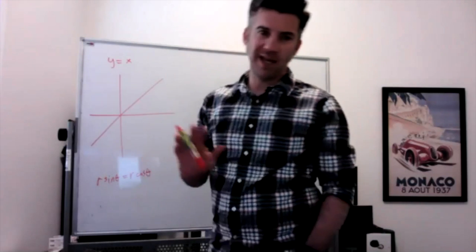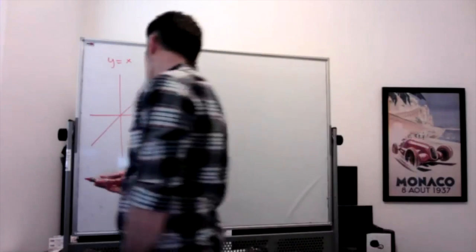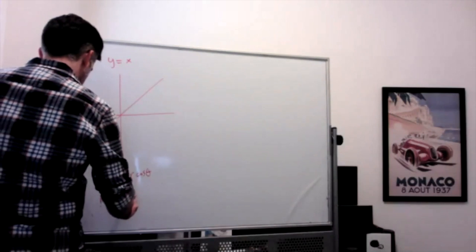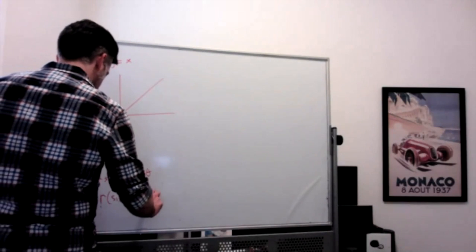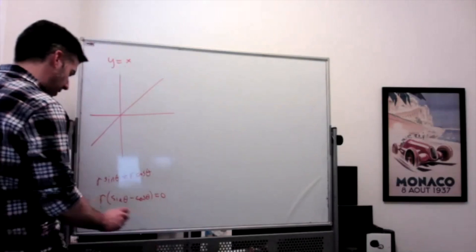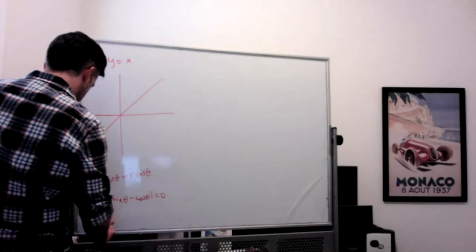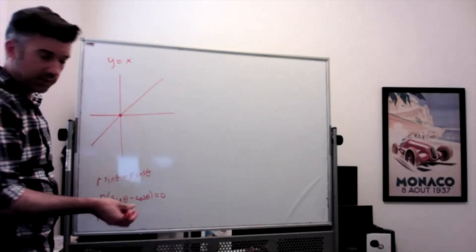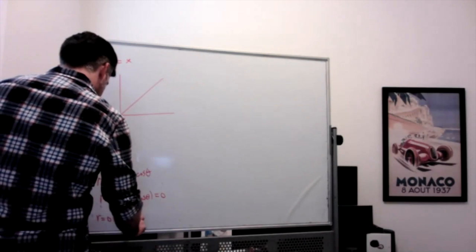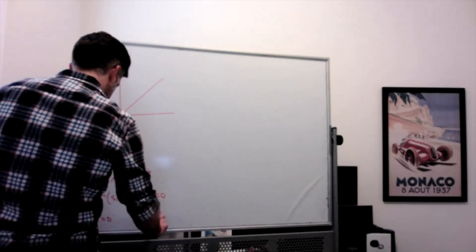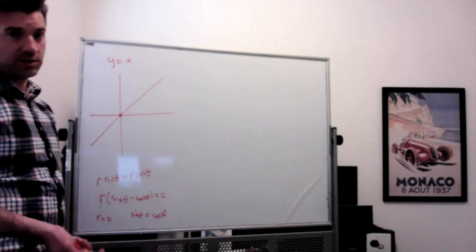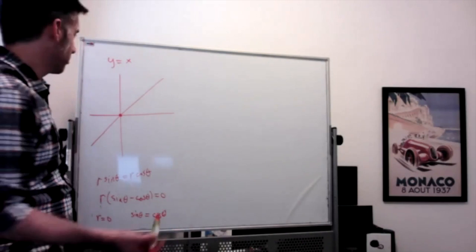it's very tempting to cancel the r's, but we probably shouldn't. Instead, I would bring everything to one side and say r times (sine theta minus cosine theta) equals 0. So either r equals 0, which is always the origin, or sine theta minus cosine theta equals 0, which means sine theta equals cosine theta. And the only angle where sine theta and cosine theta are the same is pi over 4.